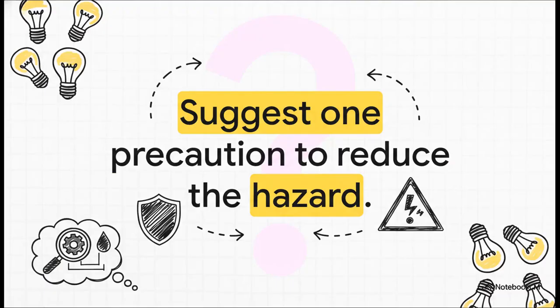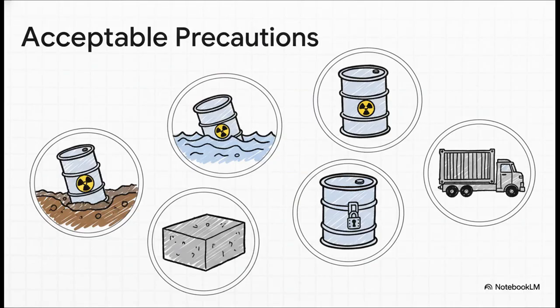Now, check out the wording here. Suggest 1. When you see the word suggest in an exam question, it's a huge clue. It means there isn't just one single perfect answer. They'll accept a few different sensible ideas. And here's the proof. These are all acceptable answers, straight from the mark scheme. You could say you bury it deep underground, or store it in cooling ponds, or even encase it in concrete. Any one of these gets you the mark.